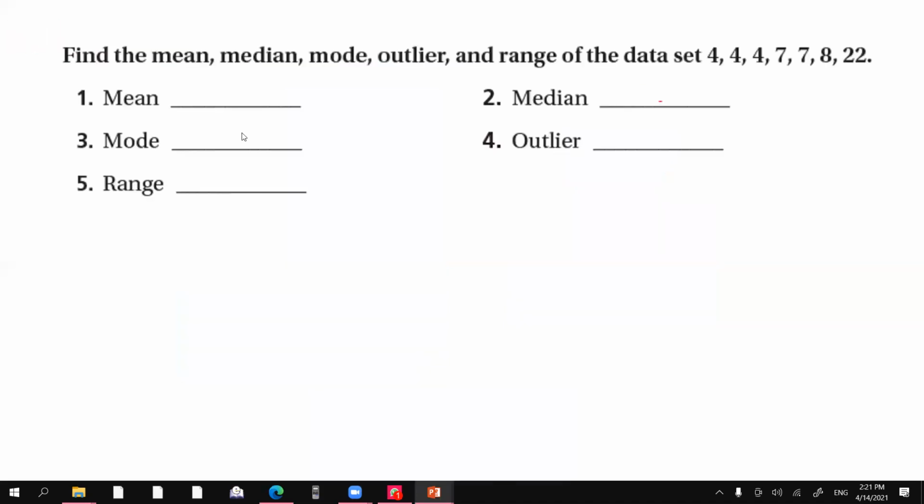Now, let's have an example. Here, you have this data. We want now to find the mean, the mode, the median, and the range, not the outlier, I didn't give it to you. So here now, we have this data here.